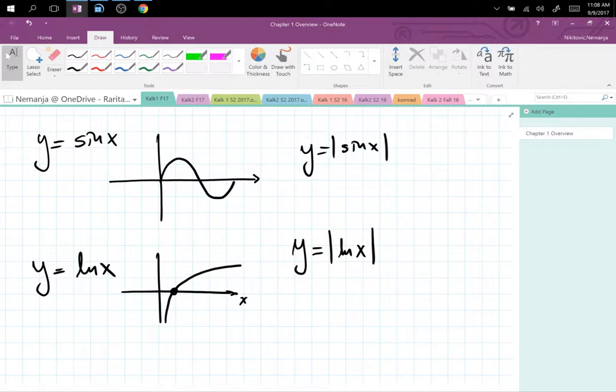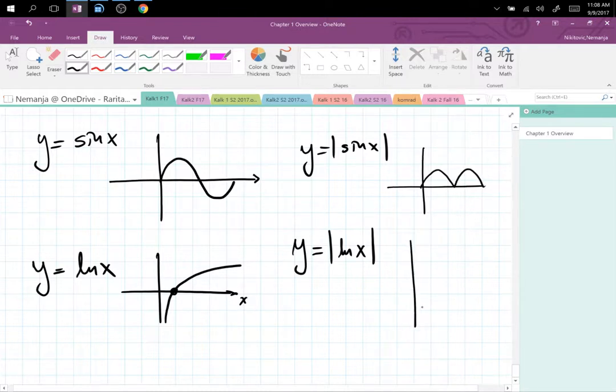Right. So for sine, we just have two bumps up there. For this one, we have that. So whatever was underneath bounces up, and that's it.